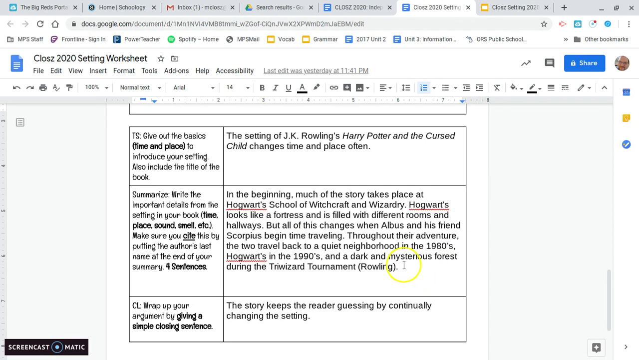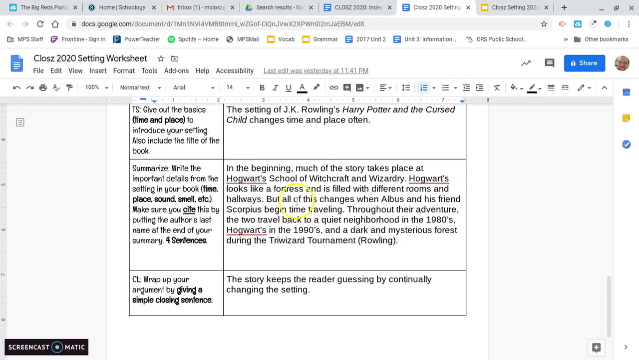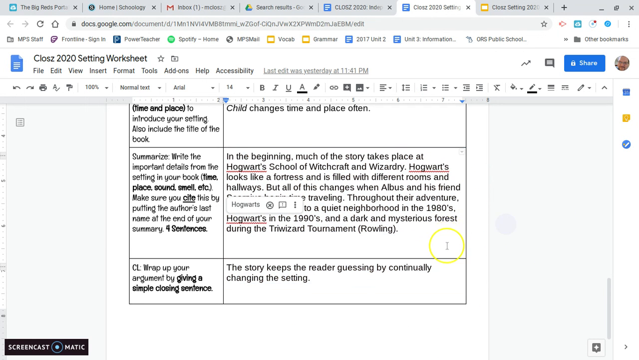But all this changes when Albus and his friend Scorpius begin time traveling. Through their adventures, the 2 travel back to quiet neighborhoods in the 1980s, Hogwarts in the 1990s, and a dark, mysterious forest during the Triwizard Tournament. Okay, so that tells you a little bit about what the different settings are. Nothing fancy, guys. This isn't real hard. I just want to make sure you understand how the setting affects what's going on. Last thing, the story keeps you guessing by continuously changing the setting. That's just, again, pointing back up to how it changes place often in the first sentence.